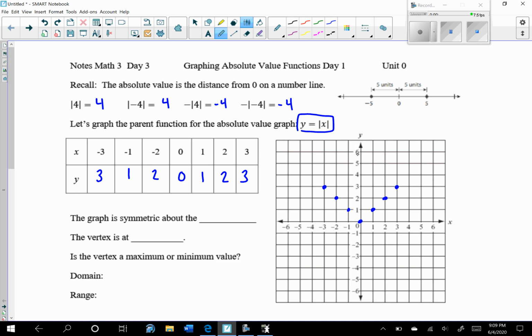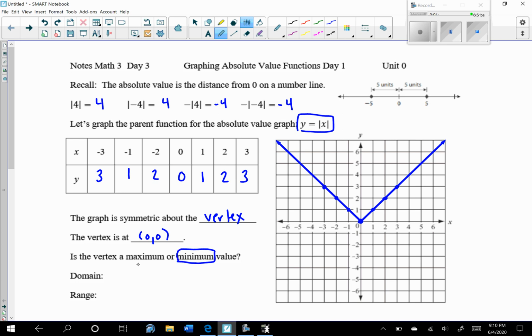And then, of course, you want to use your ruler when graphing. And I always try to go the whole length of the graph paper. So now we have our absolute value graph. So we can see that it is symmetric about the vertex. And the vertex we can see here is at 0, 0. The vertex is the lowest point on the graph. Everything else is higher. So since it's the lowest y value, that's called a minimum value.